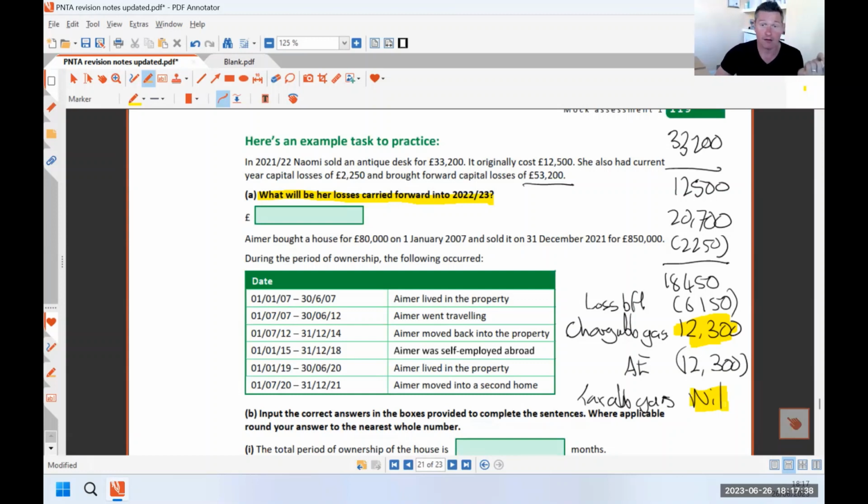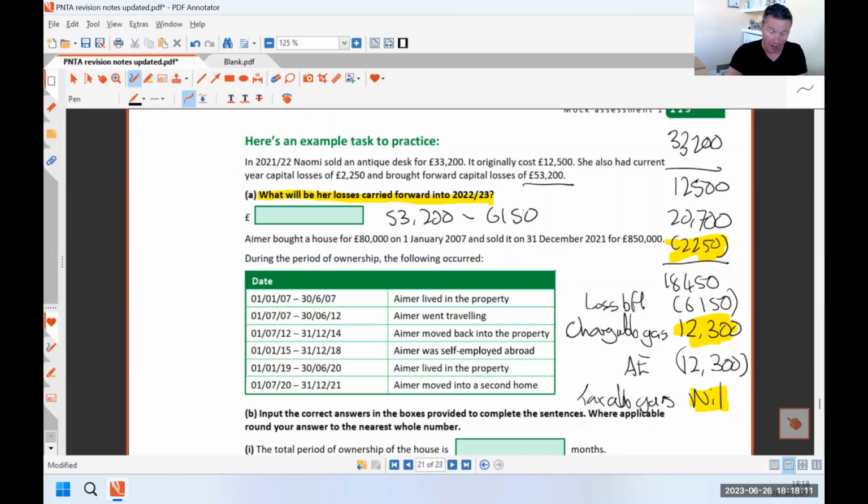Yeah, that's exactly right, Darren. So we haven't got a choice with this. We couldn't say here, no, we're not going to use them. We're going to use our losses brought forward. You have to offset a current year loss against a current year gain, even if it would have been covered by the AE, or even if you don't want to, you haven't got a choice. But with losses brought forward, you can restrict the amount that you use. So of the 53,200, we only used 6,150.